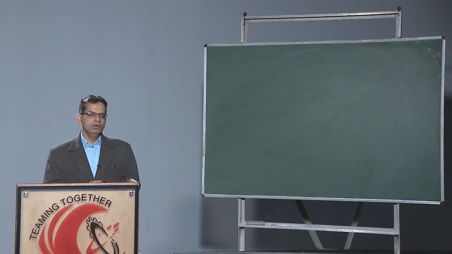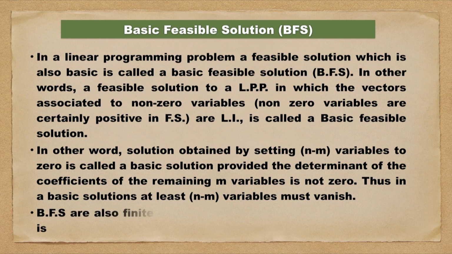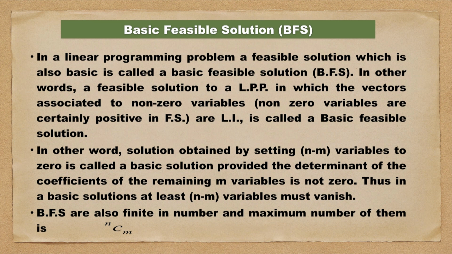So, for example we have two equations and 4 variables. So, in order to obtain the basic solution, we need to put 4 minus 2 variables equal to 0. So, we put 2 variables equal to 0, then the solution obtained will be the basic solution. And as we put n minus m variables to 0, out of n variables, the maximum number of basic solutions will be nCm. So, basic feasible solutions are finite in number and the maximum number of them is nCm.